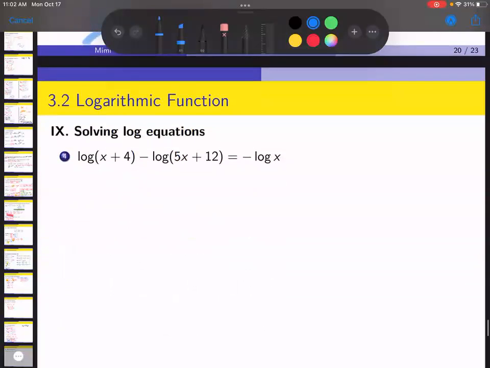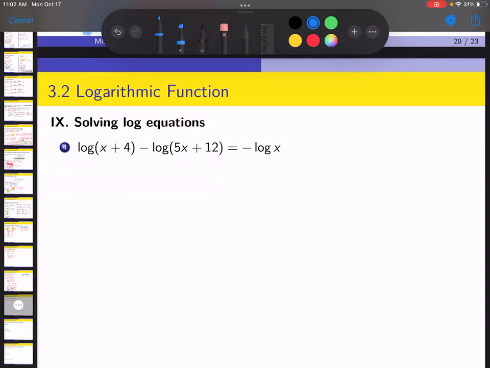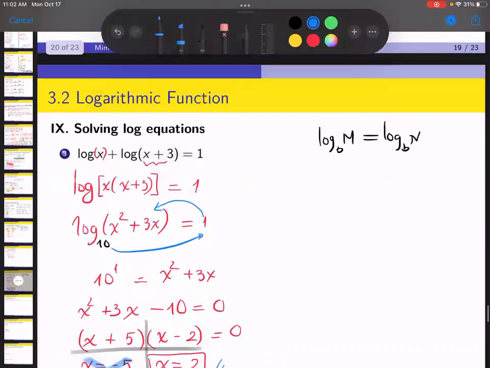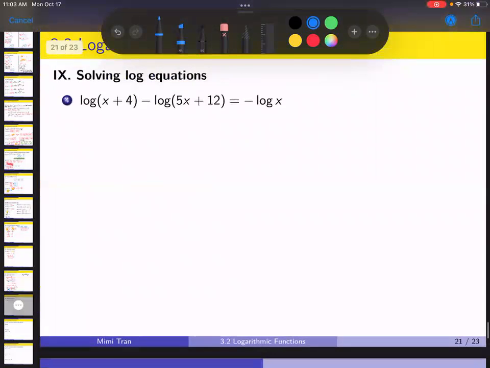Why don't you try number 4? Just a little bit. Can I cancel log? Oh, very tempted. I've got log base 10 on both sides. Can I cancel log? No. Remember what I say. You're only allowed to cancel if you have what? A single log on the left and a single log on the right. Right? And they have the same base and no coefficient in front of them. Let me ask you again. Can I cancel them? No, not yet, right?